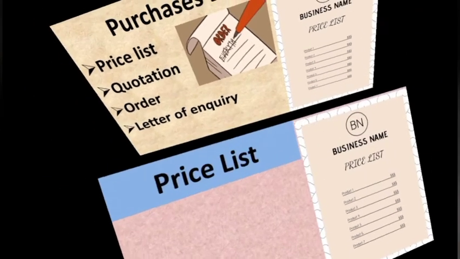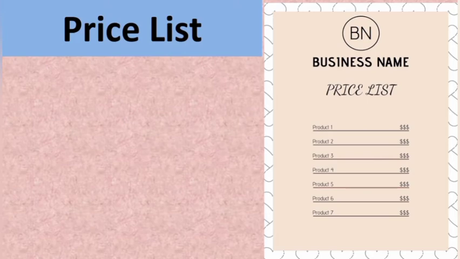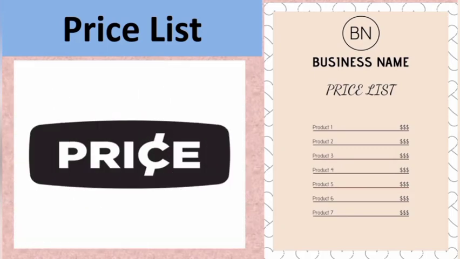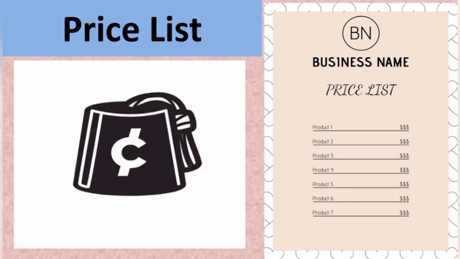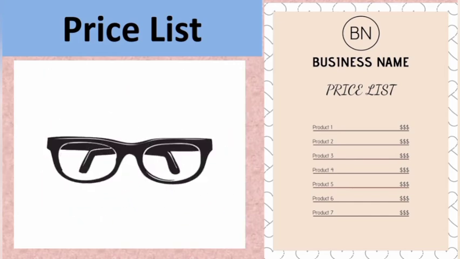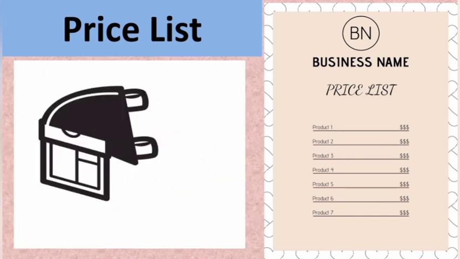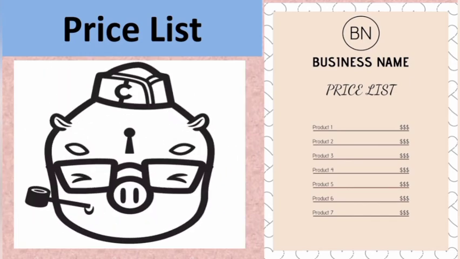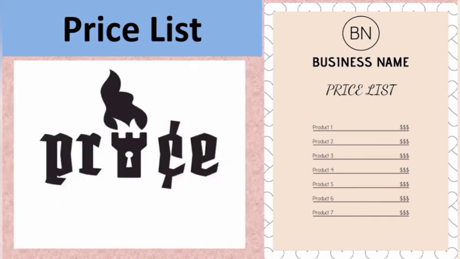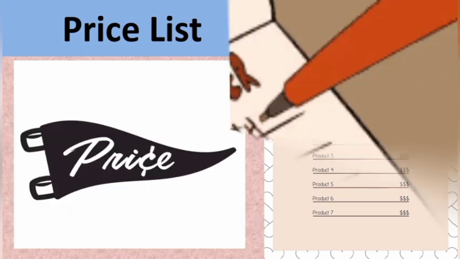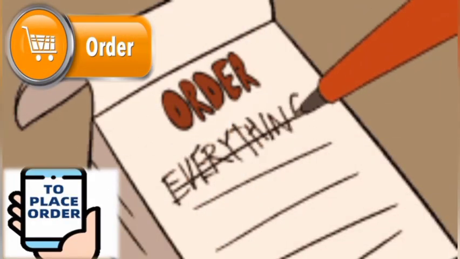The price list is a list containing all the goods available for sale and their prices. Suppliers sometimes send this list to a buyer in reply to an inquiry when a buyer wants to know how much the price of a particular thing is. All right, then after the price list, we have order.